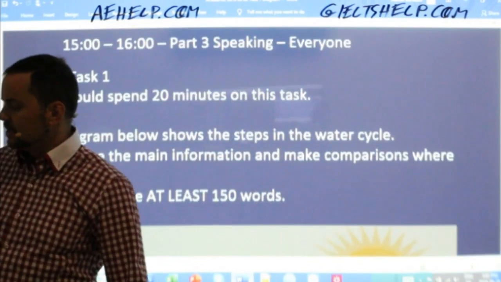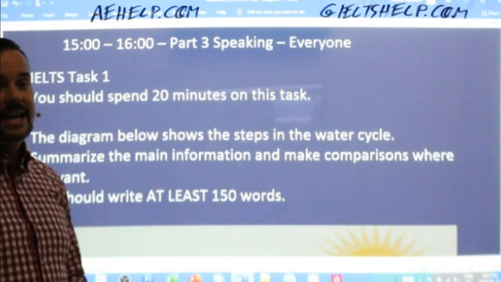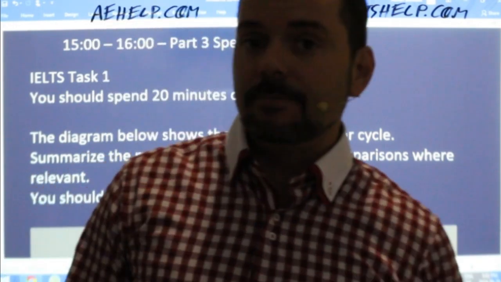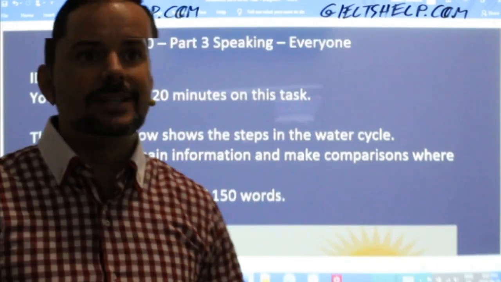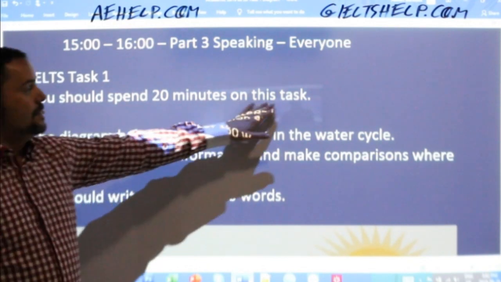Now let's take a look at our Task 1 question for today. I will give you strategies, step by step, how to do Task 1 in the 20 minutes. You should spend 20 minutes on this task.